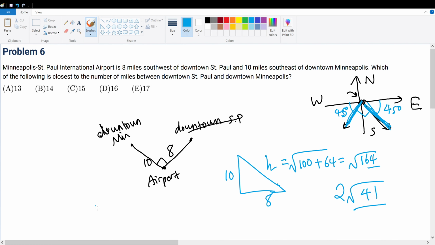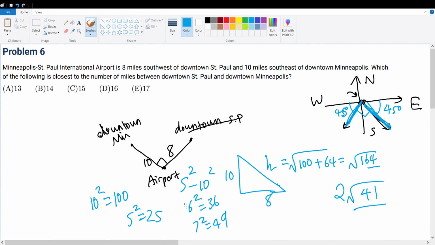Let's take an example. 10 squared is 100, so that's too big. 5 squared is 25, that's too small. It has to be between 5 and 10, 5 squared and 10 squared. What about 6 squared? Well, that's 36. 7 squared is 49. So it has to be between 6 and 7.